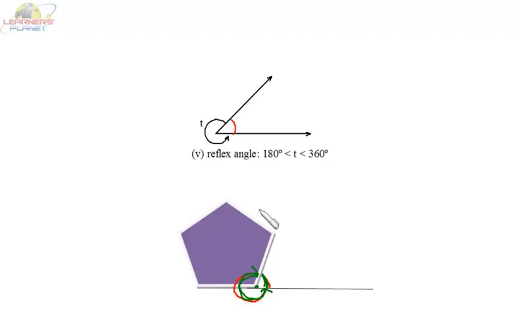Here in this pentagon, there are 5 angles. We can see 1, 2, 3, 4, and 5. Some of them are acute, some of them are obtuse. So we will be discussing in the activity time.